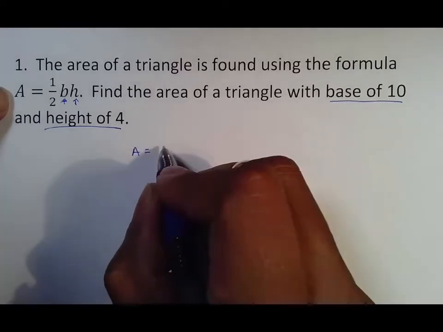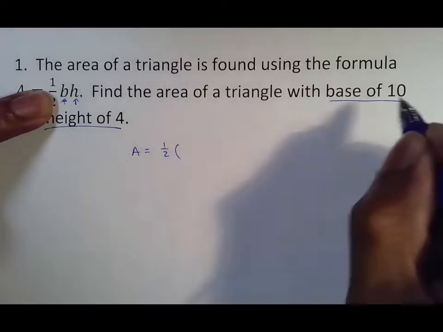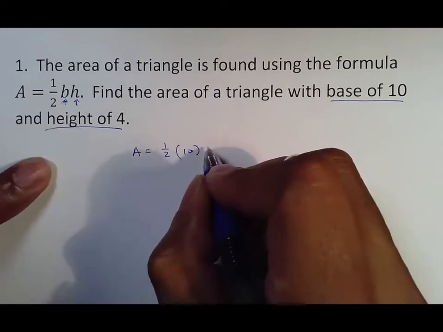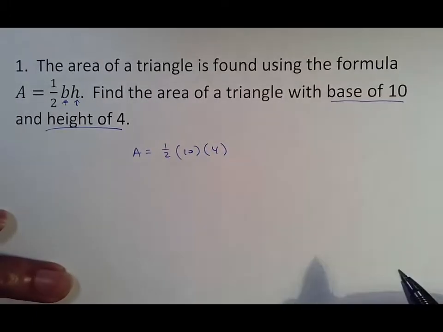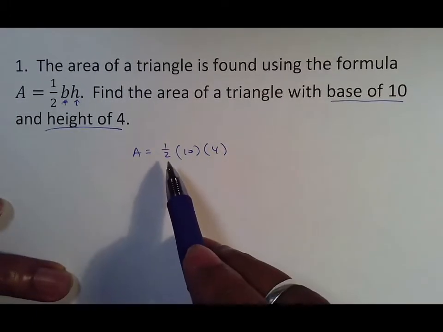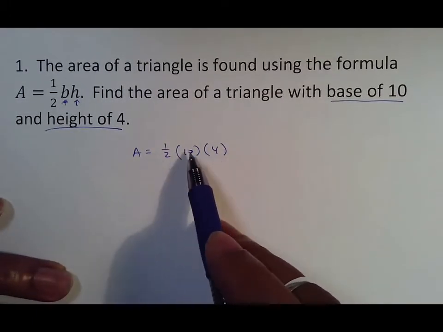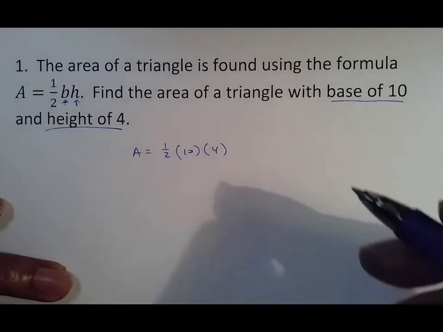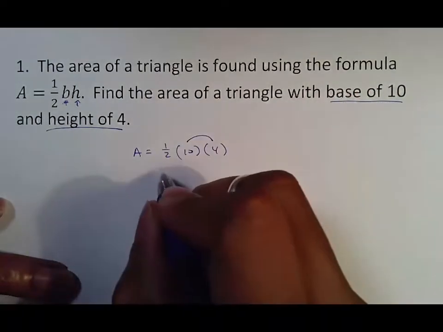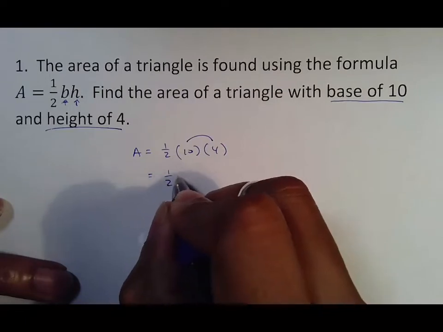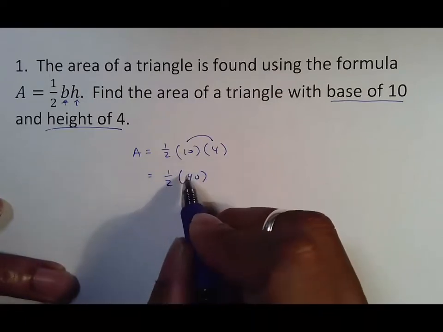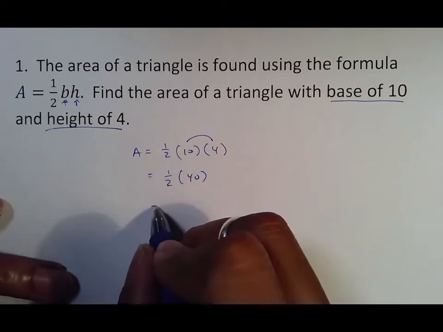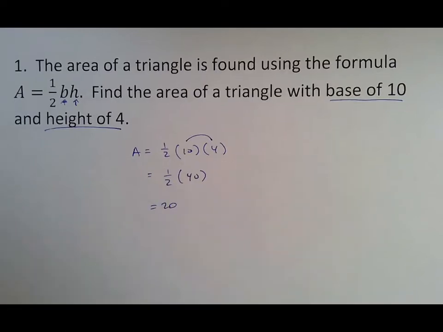which means I don't need to write the A equals, but I will. But 1/2, parentheses, your base is 10, so we put parentheses 10, parentheses 4, all these being multiplied. Now here's the thing about when you multiply multiple numbers in a row. You can do it in any order you want, which means I can do the 10 times 4 first, which means it ends up as 1/2 times 40, and we understand that 1/2 of 40 means 40 divided by 2, which would be 20. So that's something that we saw in class.